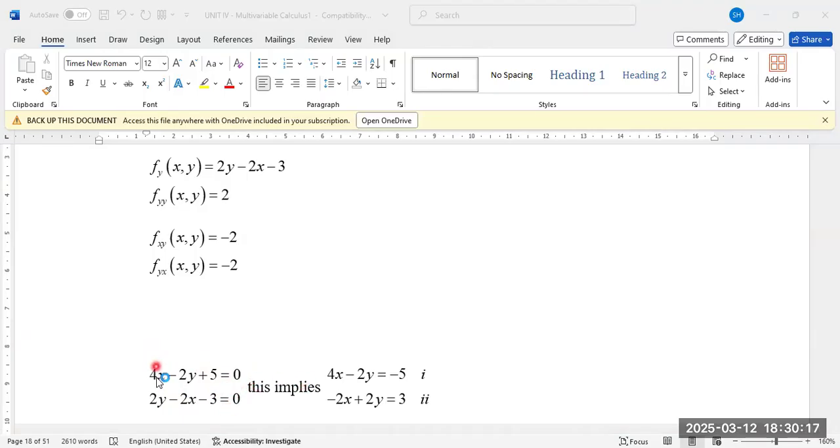This implies that 4x minus 2y is going to be equal to negative 5. See here, my equation 1. And then 2y minus 2x is going to be equal to positive 3. But look at what Sir did. Sir flipped this negative 2x up front so that all the x's line up under each other and all the y's line up under each other. Tell me that you see this. Yes, sir.